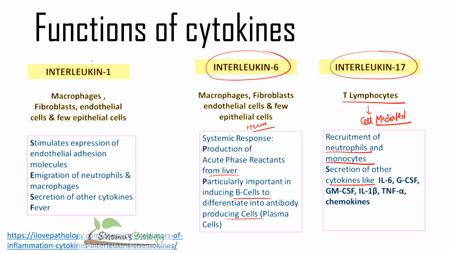Okay, while interleukin 1 is mostly used during the first or primary stages of immunity, mostly used in cell mediated form of immunity. But interleukin 17 is definitely used in cell mediated immunity, recruiting neutrophils and monocytes, because monocytes and neutrophils both are a part of the cell mediated immunity, and they also secrete cytokines like interleukin 6, G-CSF, GM-CSF, interleukin 1 beta, TNF alpha, and chemokines, which will further cause the attraction of different immune system cells towards the infection site, and can cause the repairing of the damage that is done by the infective agent and kill the infective agent out there. So that is the role of different interleukins and different cytokines.